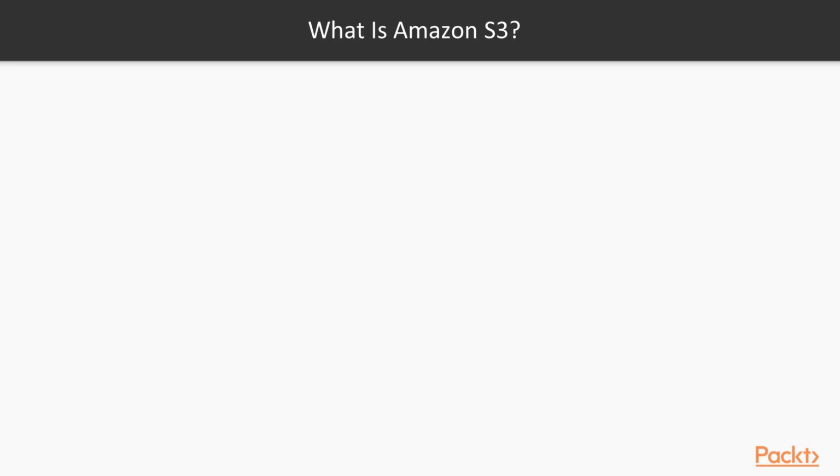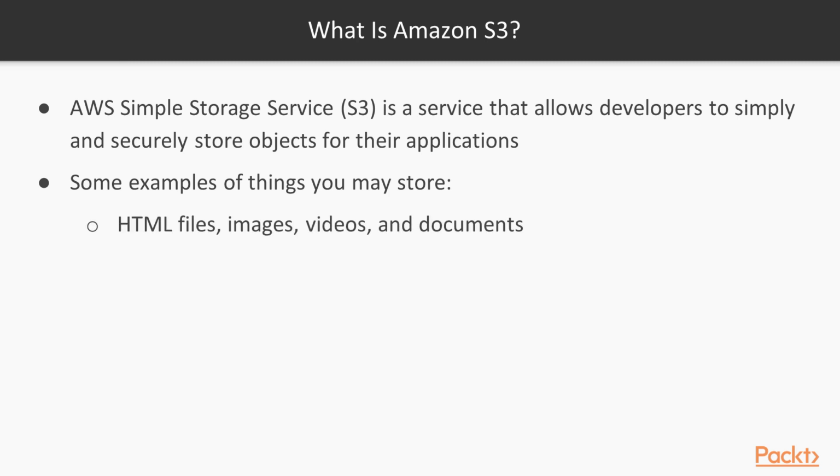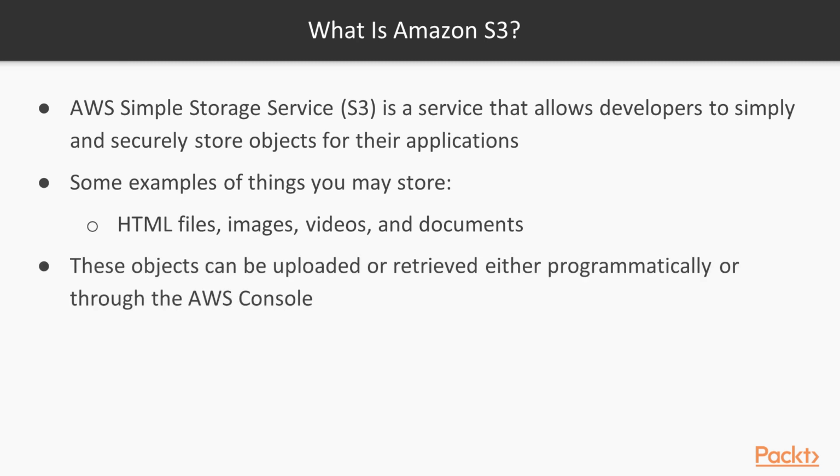And now let's talk about AWS S3. AWS S3, or AWS Simple Storage Service, is a service which allows developers to simply and securely store objects for their application. Some examples of these things they may store are HTML files, images, videos, documents, etc. These objects can be uploaded or retrieved either programmatically or through the AWS console.